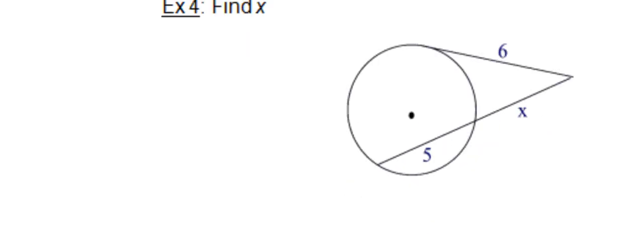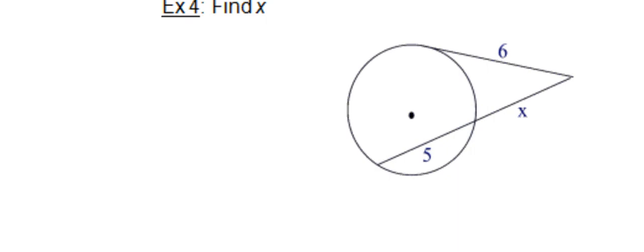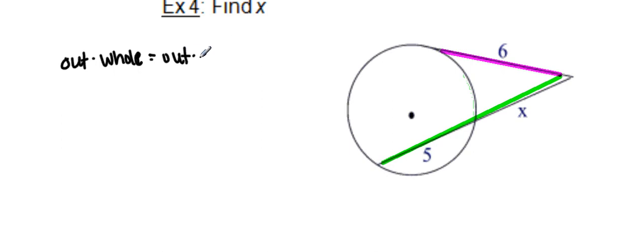Number 4 is a tangent and a secant. Again, I'm going to color code so that I can talk about these guys. I'm going to make the secant green. I'm going to make the tangent purple. But as soon as I see this, I think to myself, outside times the whole is equal to outside times the whole. So I'm going to go ahead and start with that purple one.